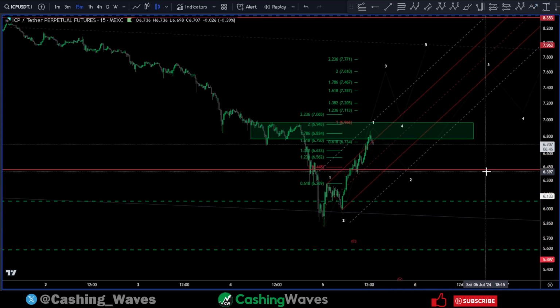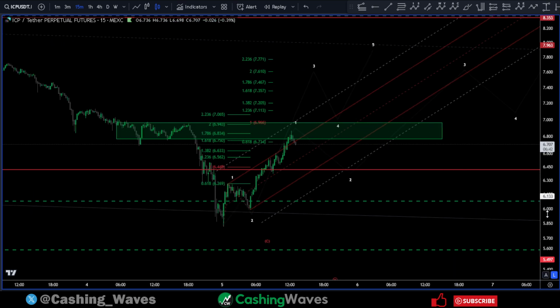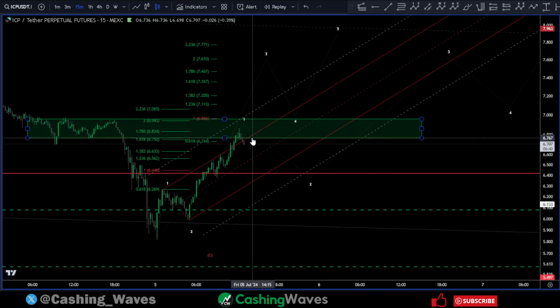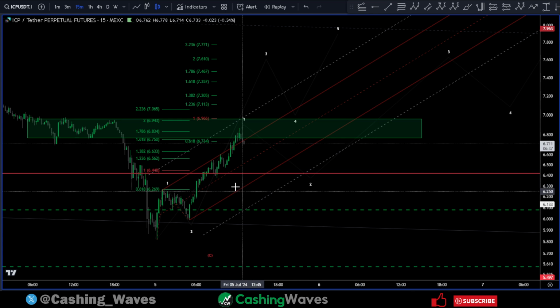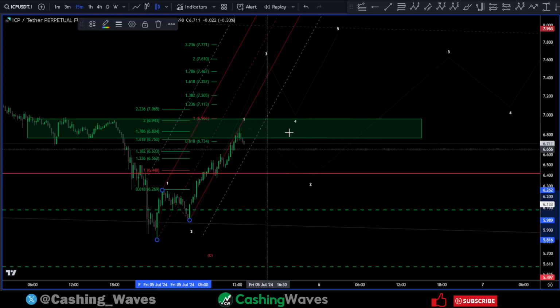So I'm going to be updating this one quite often. As you can see, we potentially have a low in. Just need more price action here to get more confident on this. This does not give me confidence currently, but this pattern can always change.